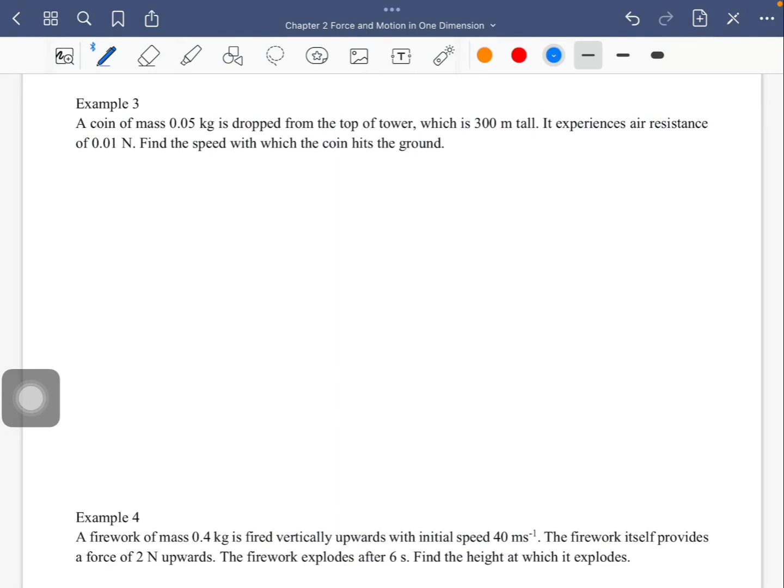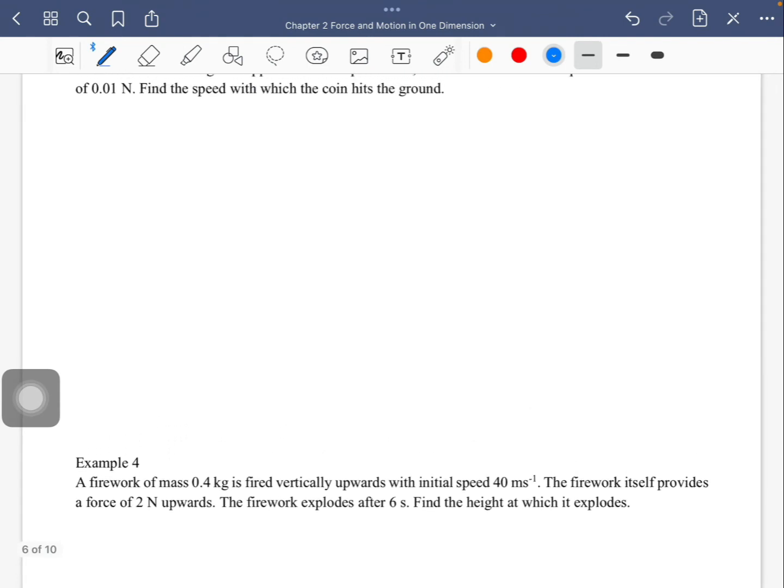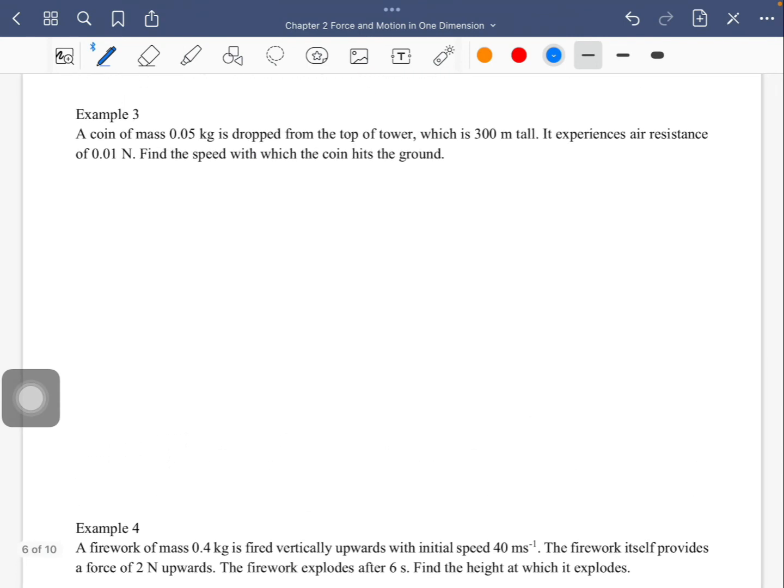Alright, for example 3, I hope you can try yourself. Same goes to example 4. I hope you can also try yourself for this example. So for this example 3, the answer is 1430, or it is equivalent to 76.7 meter per second. Please check yourself for this example.